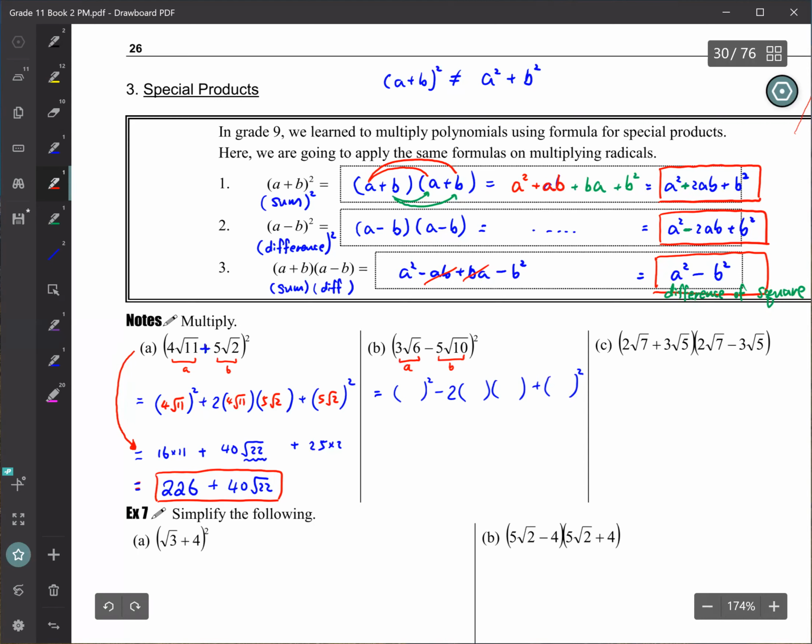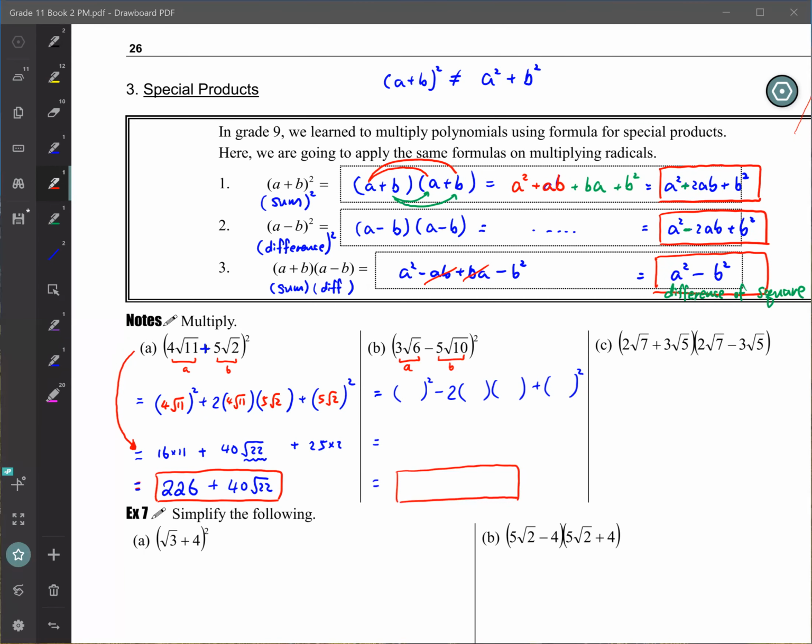Okay, so please fill in by yourself, or if you want to try, go straight to the next line. You don't need to fill in the blank. And then once you got the second line, go to the third line and simplify the answer, okay? So once you have the answer in the red box, please raise your hand.